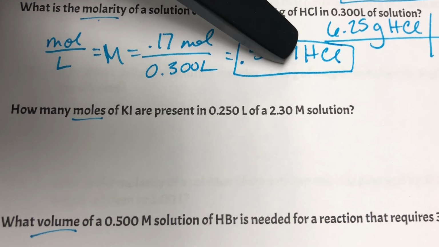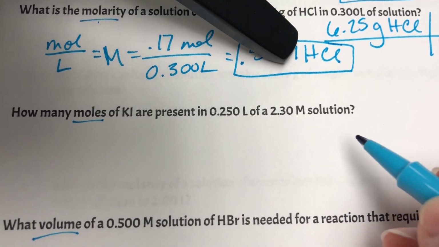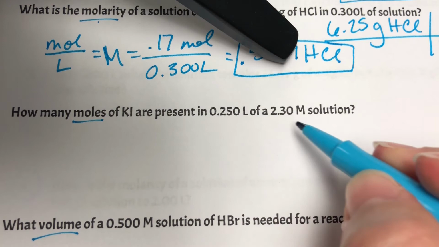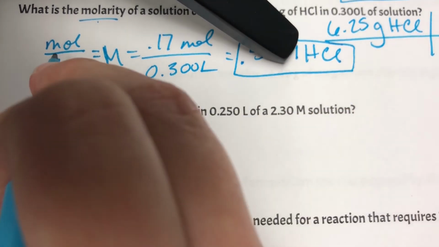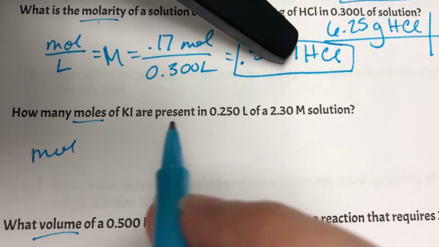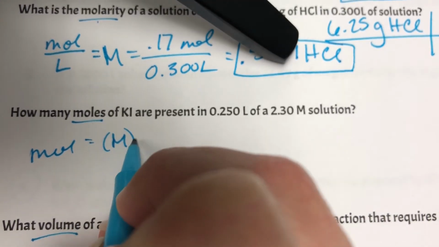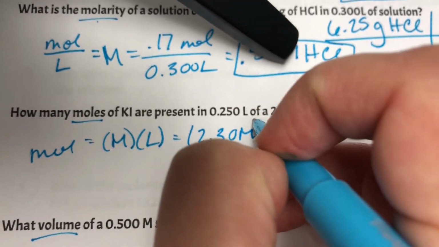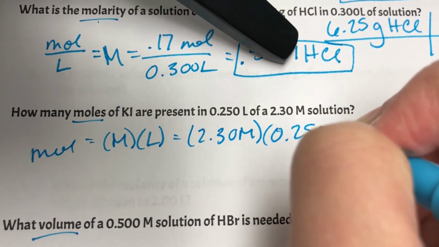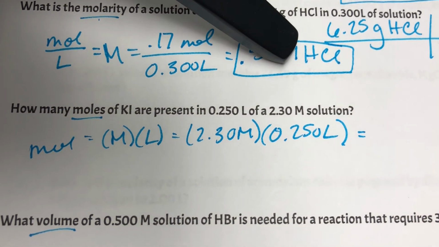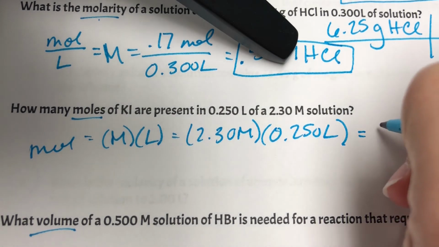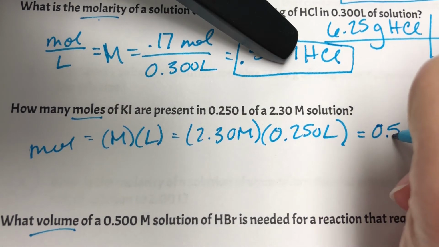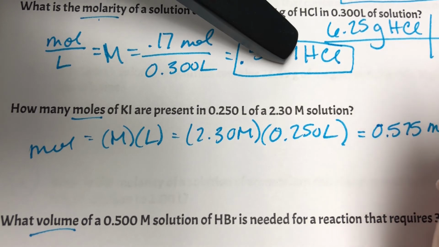In the next one, how many moles are present? How many moles of KI are present if you have 0.25 liters? Okay, so how many moles, right? My number of moles is going to be equal to my molarity times the liters. So 2.3 molar times 0.25 liters. 0.575 moles of KI.